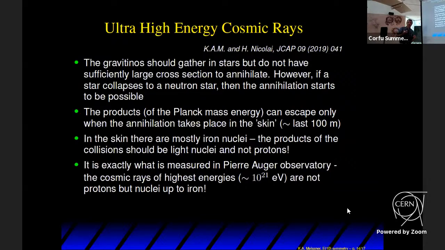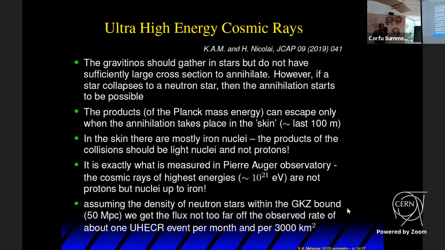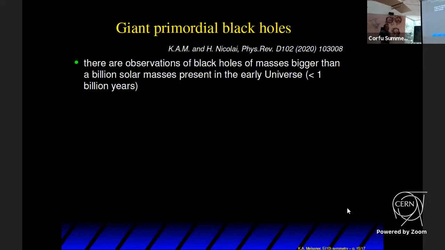For the largest energies, they are not protons, they are light nuclei up to iron, which is very surprising because normally we would say that protons should be accelerated, like in a Fermi shock wave or whatever. That is our prediction, that they should be light nuclei. We have calculated the flux. It roughly is of the order of the observed rate, 1 event per month and per 3,000 kilometers squared.